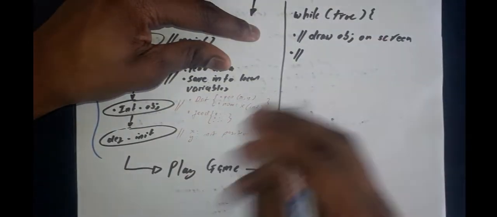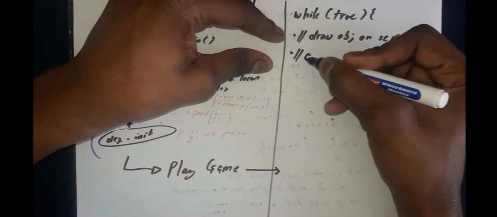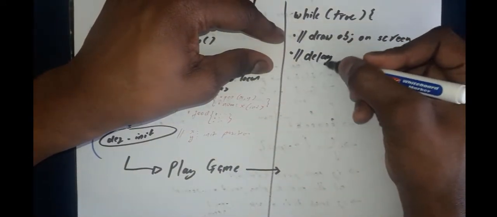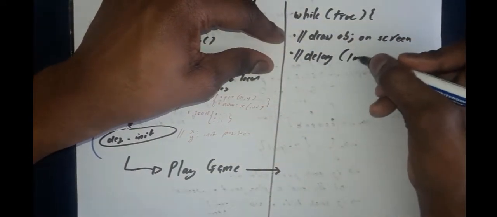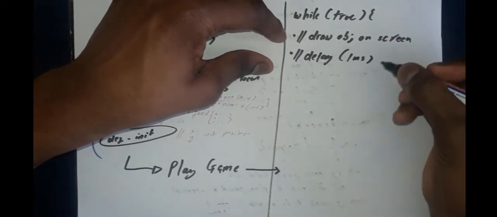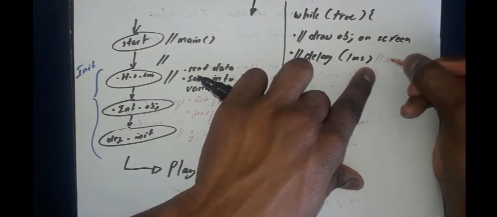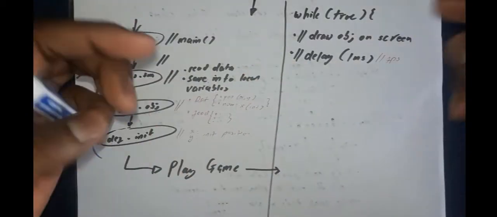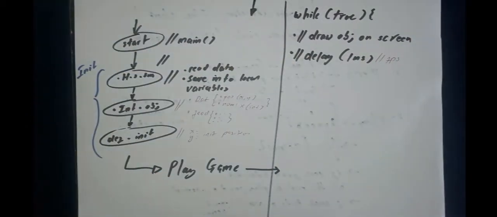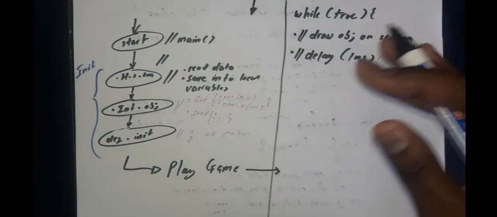Now two, draw on the screen. Now everything is drawn on the screen. From there you'll have a delay, maybe 1 millisecond. And this is for controlling speed. This is controlling the FPS. But like I said, this will be based on your computer speed. If your computer is faster, this game is going to be faster. If it's slower, this game is going to be slower.